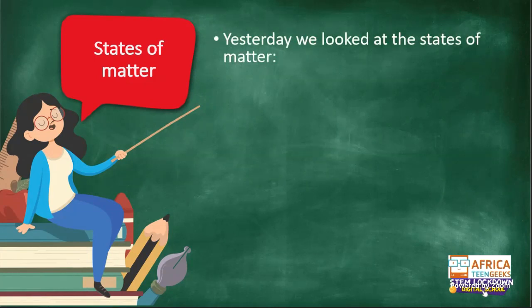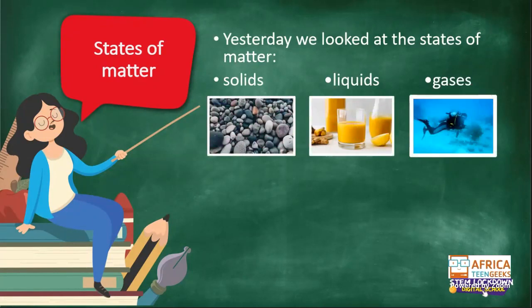Yesterday, we looked at the states of matter, which was solids, liquids, and gases. And here are examples of the 3. A solid, we said, could be stones, something that you can move around. It doesn't change shape, it's fixed. A liquid, which you can pour, will fill the container it is in. And then we looked at gases as well, like that guy with his scuba tank on his back.